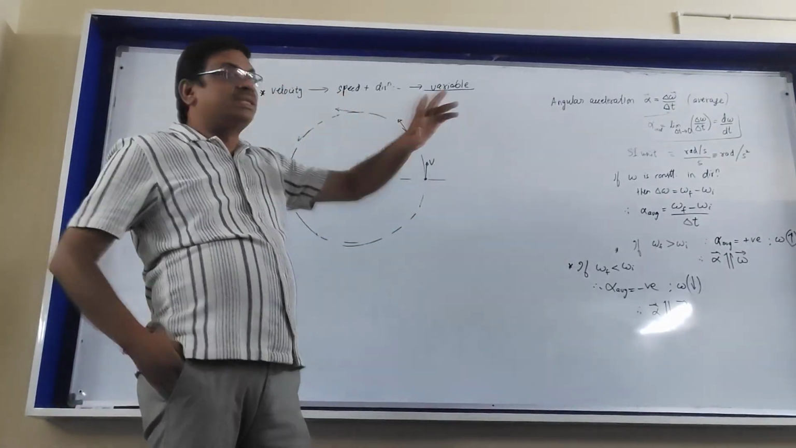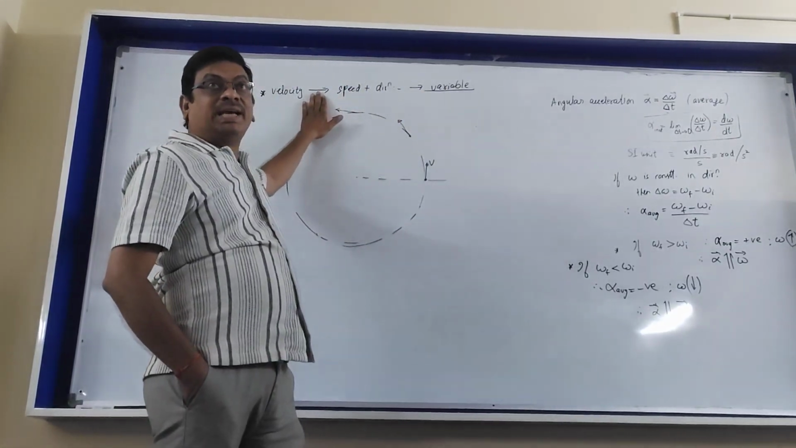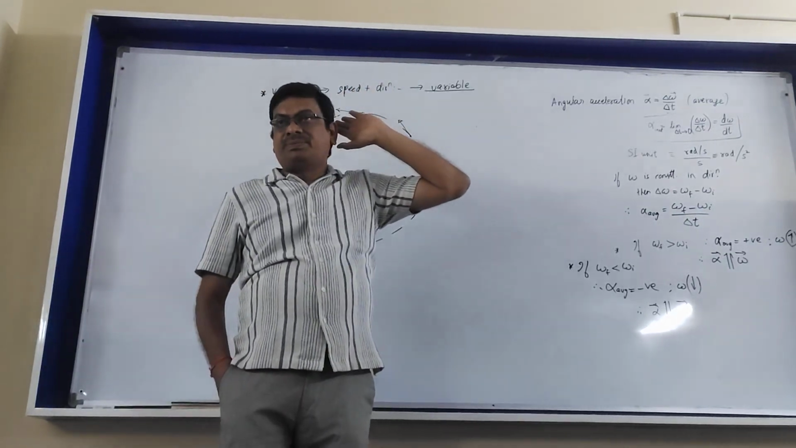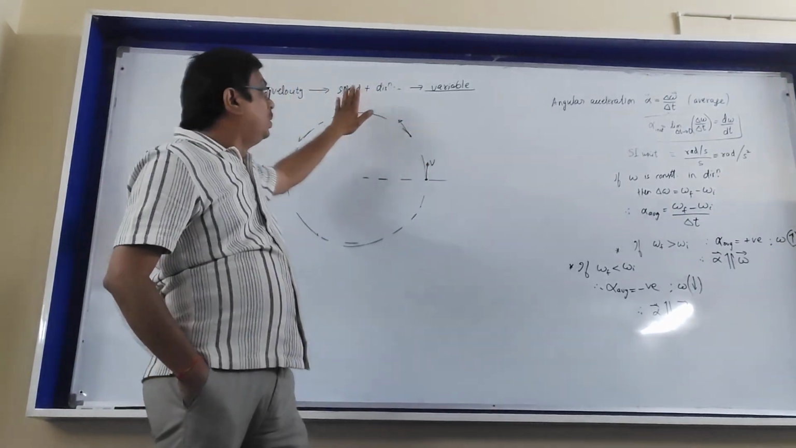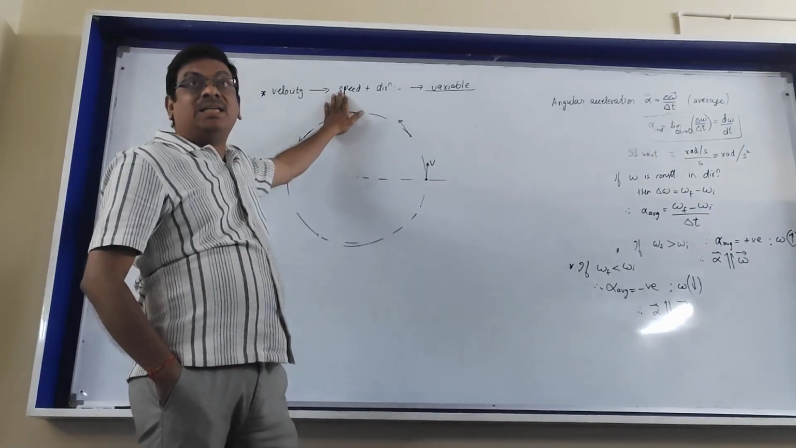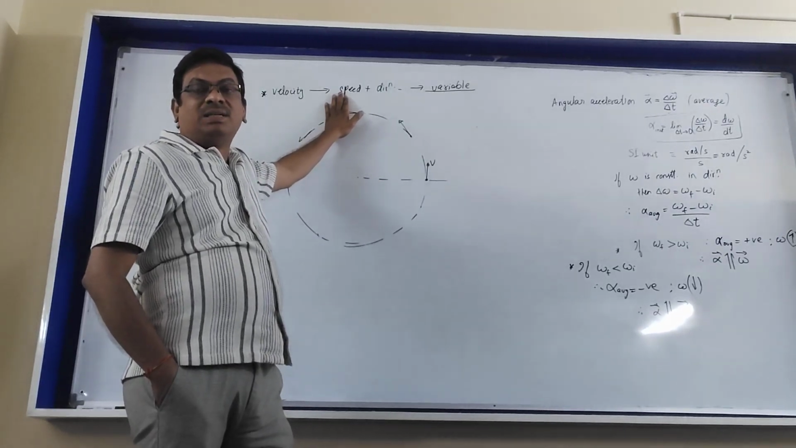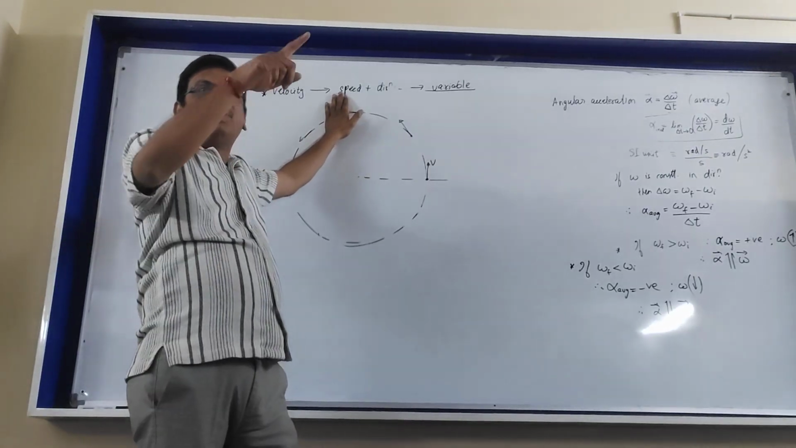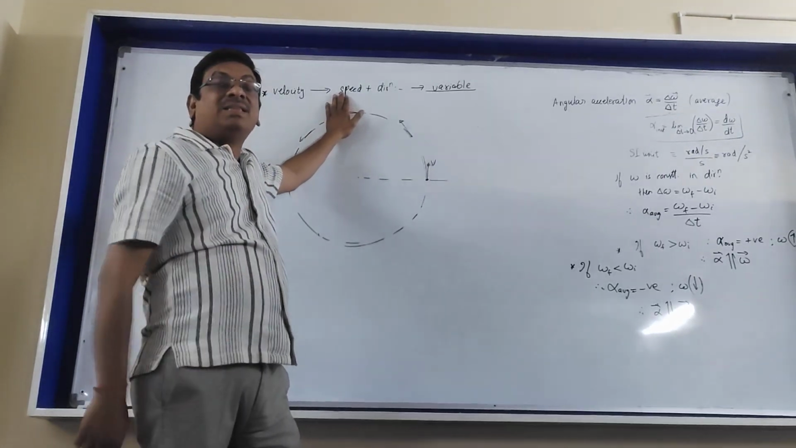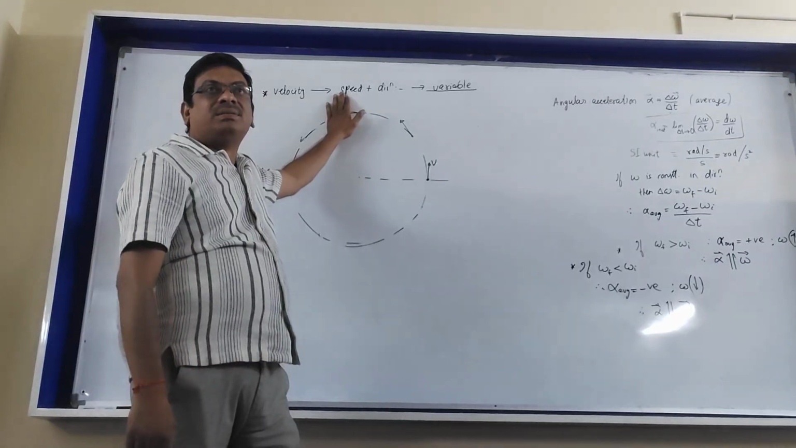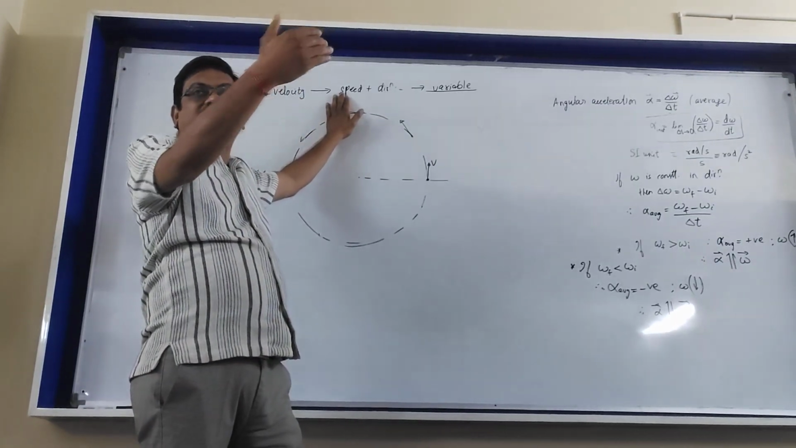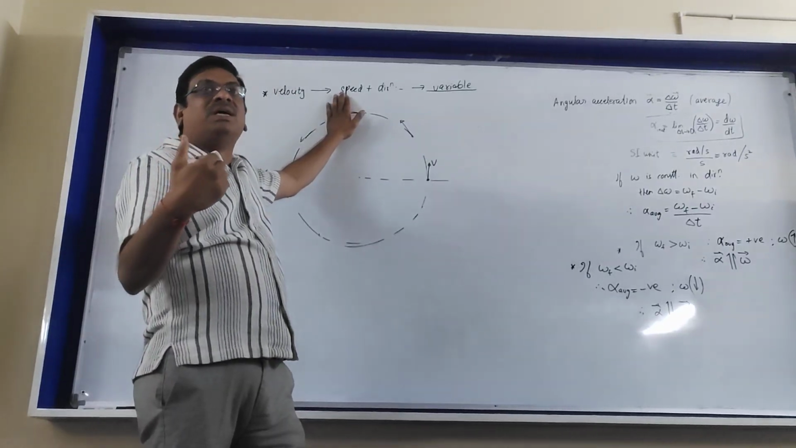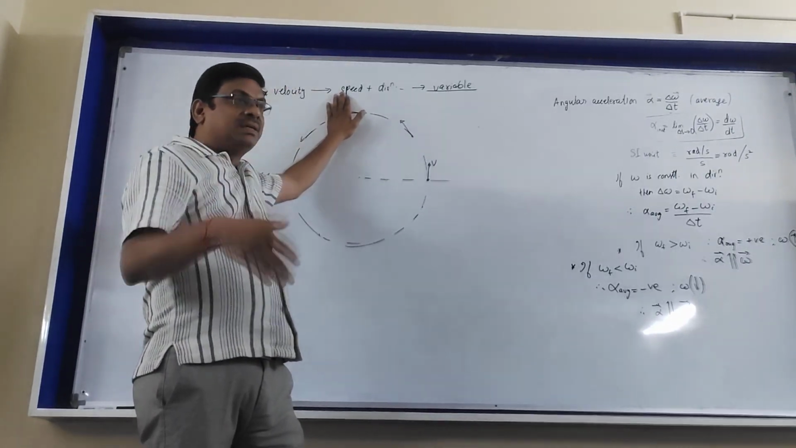So usually what happens is, the velocity can change either in terms of speed or direction or both. If the velocity changes in speed, that is in magnitude, then the corresponding acceleration is known as tangential acceleration. Tangential, because it is along the tangent in the direction of velocity. If speed increases, acceleration will be in the direction of velocity. If speed decreases, it will be opposite to the direction of velocity.